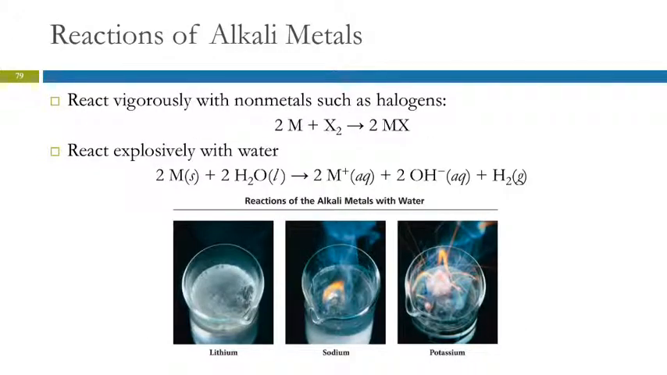The alkali metals undergo some reactions that are typical. They will react with nonmetals such as the halogens. And we can predict the formula here because we know that the alkali metals make a +1 ion and the halogens make a -1. They react explosively with water. Here we have a piece of lithium, a piece of sodium, and a piece of potassium. So potassium is very, very reactive.